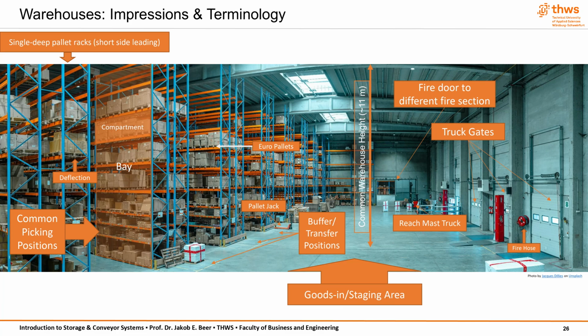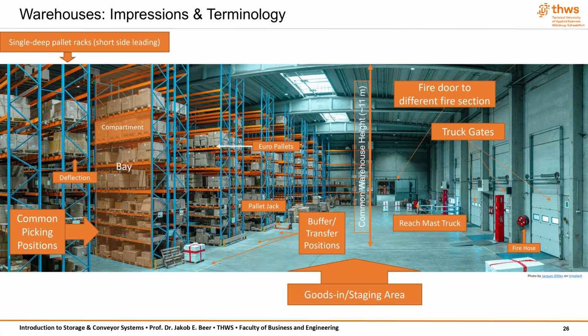Let's now turn our attention to another critically important element of warehouse safety and design: fire doors. These doors are not simply a regulatory requirement. They play a vital role in protecting both people and assets by limiting the spread of fire, smoke, and heat in the event of an emergency.